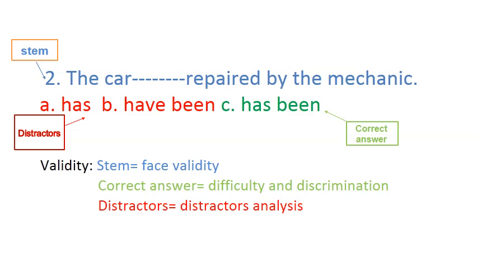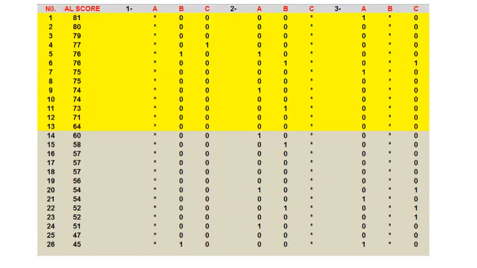And now, what do we mean by distractors analysis? Here we have these final scores, sorted or arranged from the higher to the lower score, or from the larger to the smaller score. Now I have here item number 1.